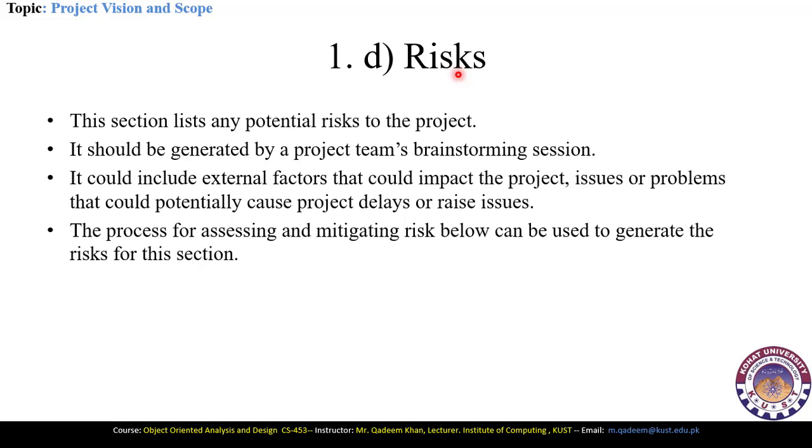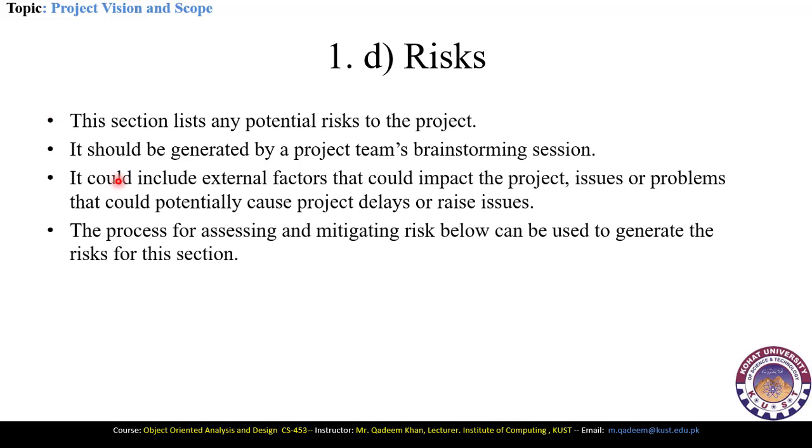This section has the most important potential risks to the project, and the risks are in fact defined by the brainstorming sessions of the project team. In the brainstorming sessions, we conduct different interviews or meetings of the project team members on what kinds of problems can arise during the project and what we should do to resolve these problems.